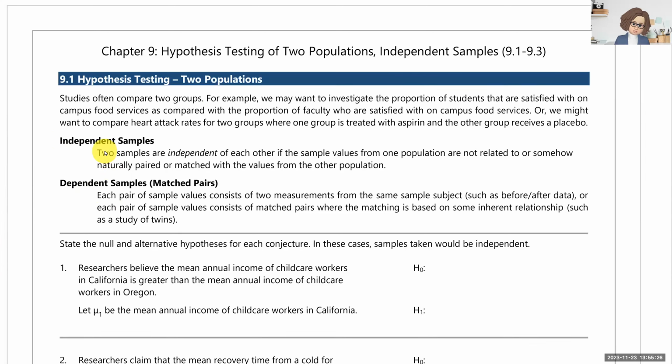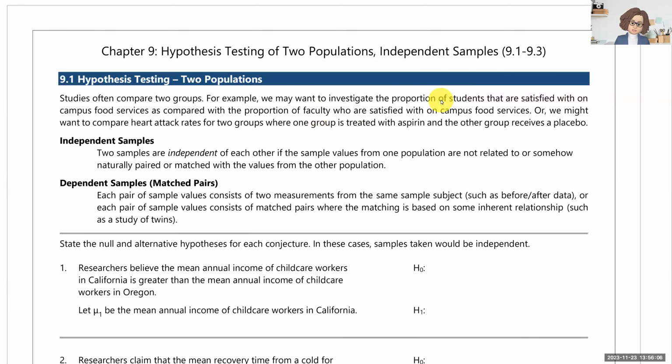So two samples are independent of each other if the sample values from one population are not related to or somehow naturally paired or matched with the values of the other population. So for example, if I polled a student asking them about their satisfaction with food services, and then I wanted to also poll a faculty member, the student and faculty member would be independent of one another because the faculty member selected would not be based on the student that was selected. So that's what independent means.